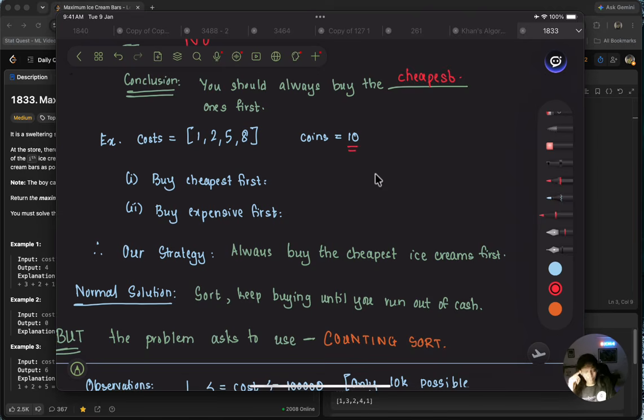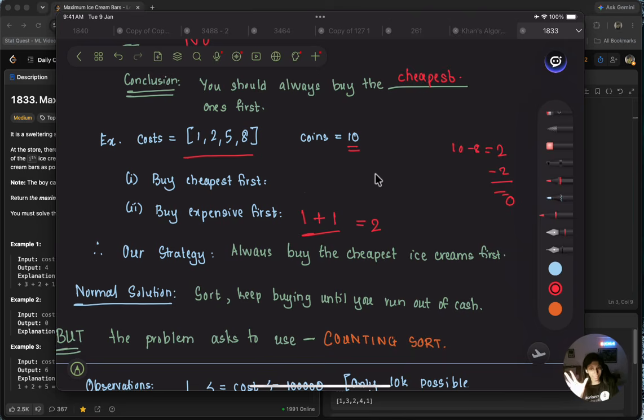Let's say I have 10 rupees, and these are the costs of all of the chocolates at the shop. Let's say I went ahead and bought the chocolate which cost me 8 rupees. So I have 10 minus 8, I'm left with 2 rupees, and I was able to buy one chocolate. With 2 rupees, let's say I can't buy the chocolate of 5 rupees, so I'll buy the chocolate of 2 rupees. So 2 minus 2, I'm left with 0 now, and I've bought a total of 2 chocolates.